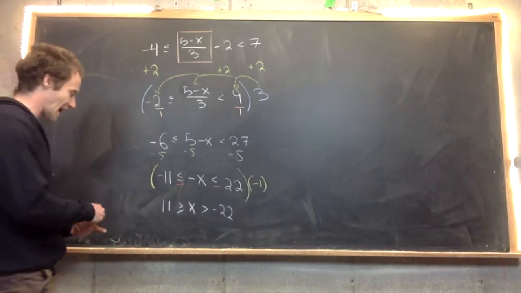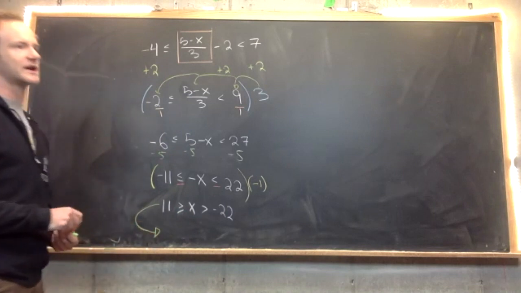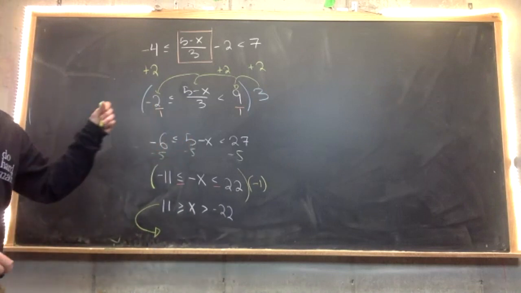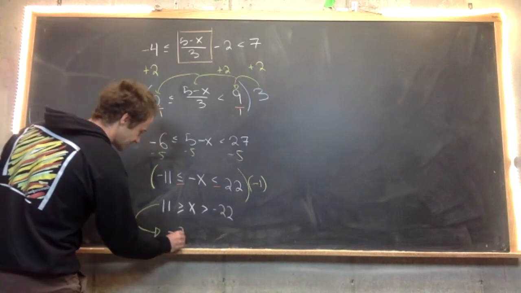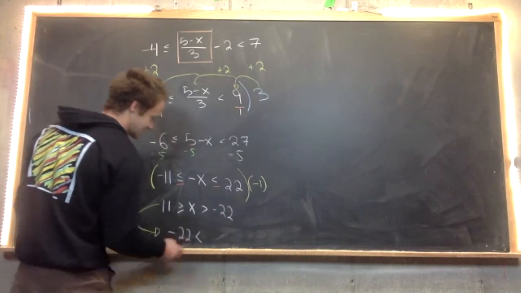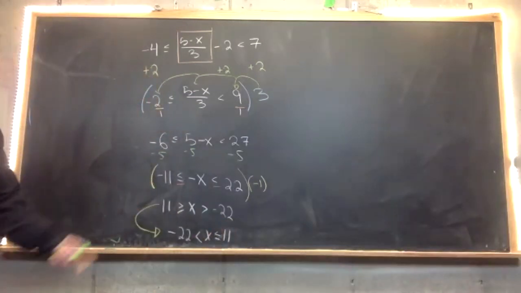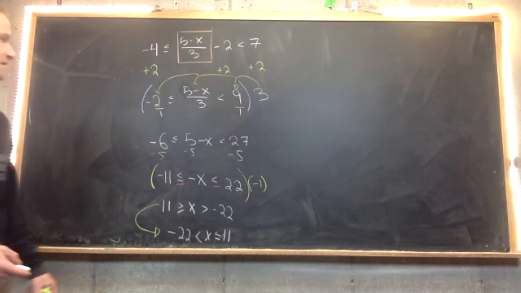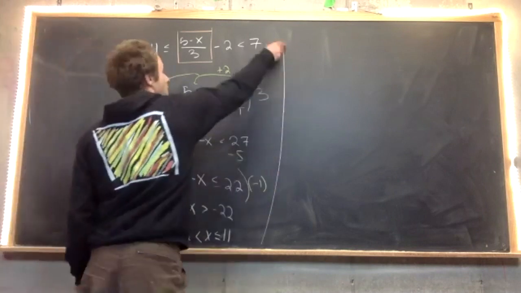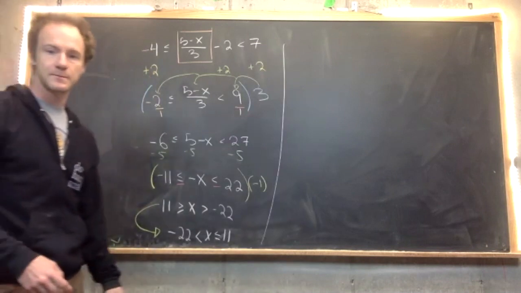So now what I would like to do is rewrite this. Working from left to right, we go from smallest to biggest. So that means I would start over here with -22 is less than x, which is less than or equal to 11. So I just mirrored that, if you will. But now we can maybe make an interval with that.